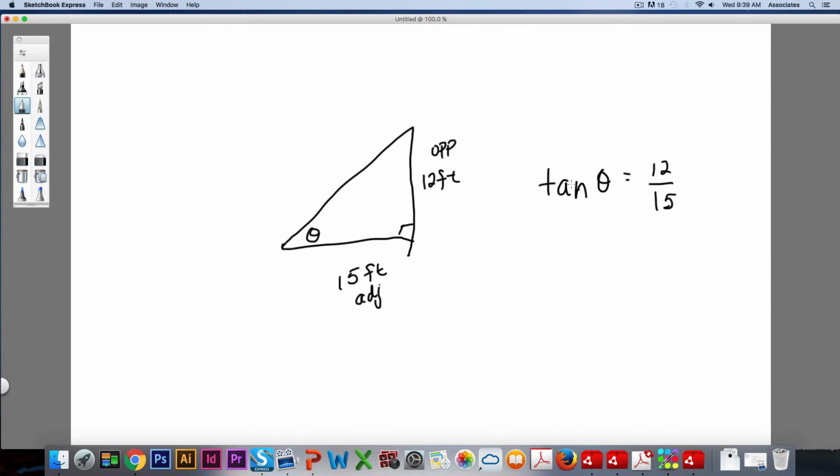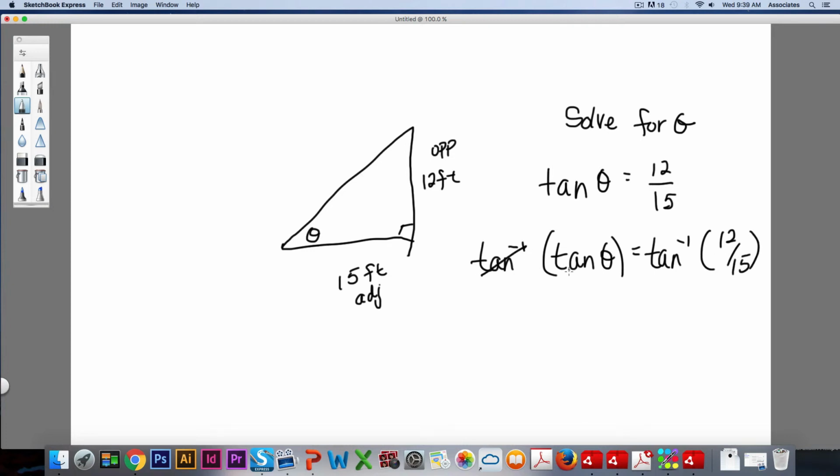So now I want to solve for theta. That's my goal. So I need to get rid of the tangent, so I'm going to do its inverse. So I'm going to take the inverse tangent of the left side. I'm going to take the inverse tangent of the right side.